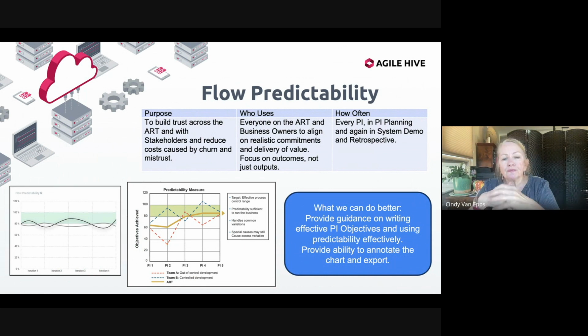And so the other thing that I've talked to customers about is maybe a more advanced capability, but if we could annotate our charts and export them so that, for instance, in this chart where in PI2, Team A had a very low percentage business value achieved, so what? We still have to dig deeper. What caused that? Are we addressing that? And so some form of annotation would be helpful.